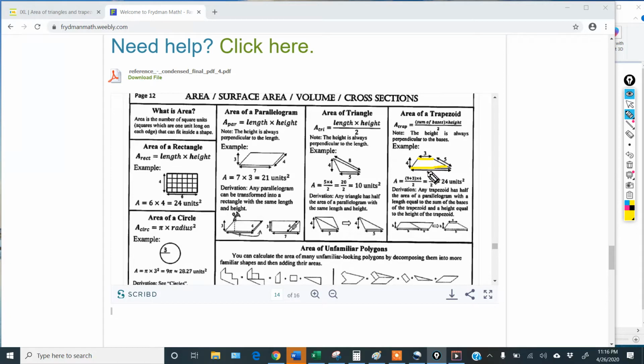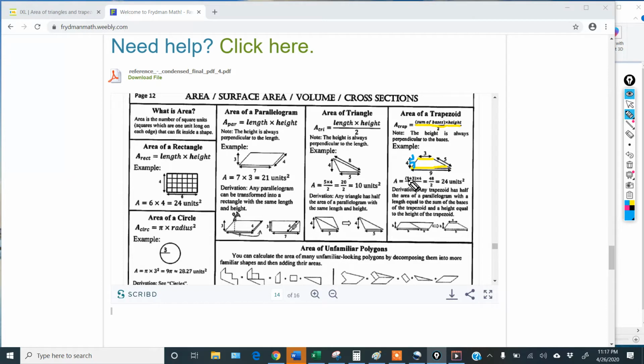So the sum of the bases would be 9 plus 3, which is 12. But we have to take the sum of the bases and multiply that by the height. Now the height here is 4. It's not 5. Remember, the height is defined by being perpendicular to the base. So the 4 here is perpendicular to the 9. The 5 is not. And the 4, by the way, is also perpendicular to the 3. Either one. So we're going to be saying that the 4 is the height.